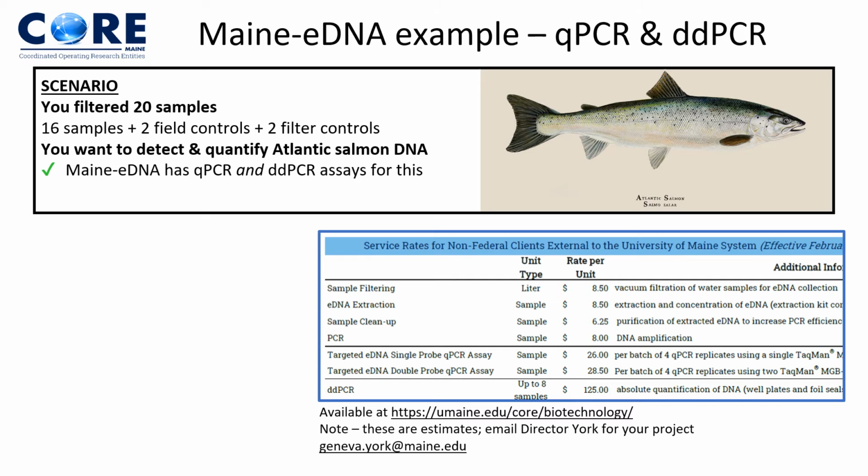Here is a portion of the service rate sheet for the Maine eDNA Core for clients that are external to the University of Maine. So if you are from the University of Maine or you're working with somebody from the University of Maine, your prices will be a little bit cheaper, but about the same. You can download the full service rate sheet at the link below. And I'd also like to note here that these estimates I'm giving you are just estimates. If you want a quote for your project, you should email the director, Geneva York, at the address there.